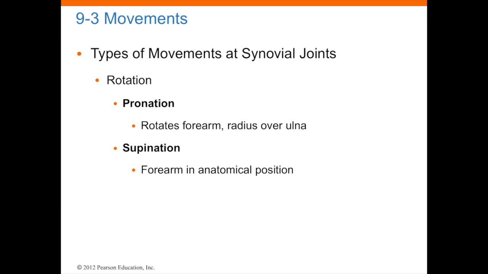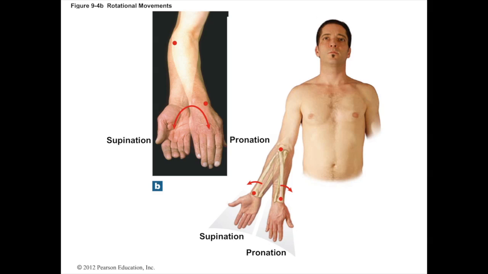Pronation is when you're laying prone in the bed, your face is down, so now your wrist is prone, meaning the wrist or the palm is facing down to the ground. And that's what pronation means.